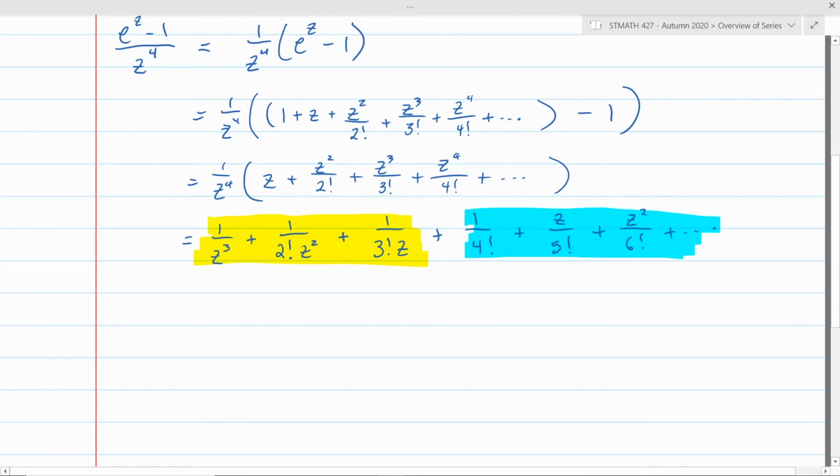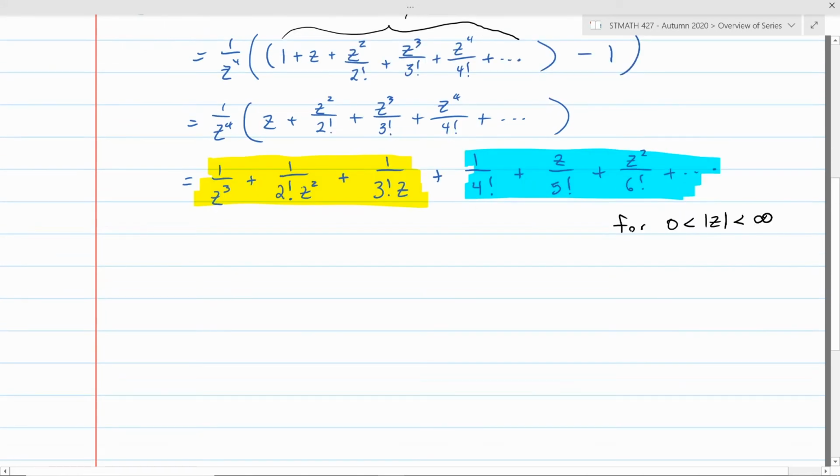Now, for what values of z is this true? The series for e to the z worked for absolute value of z less than infinity, so the only thing we have to watch out for is that z can't be equal to 0. So this is just for any non-zero z. Okay, so this is the set on which we have our Laurent expansion, just the whole plane minus the origin. And we've got this simple closed curve that stays inside that region.